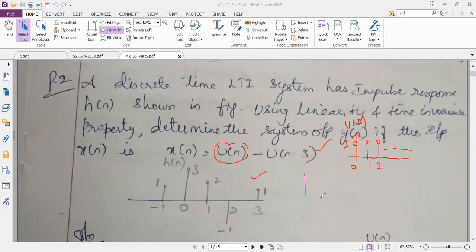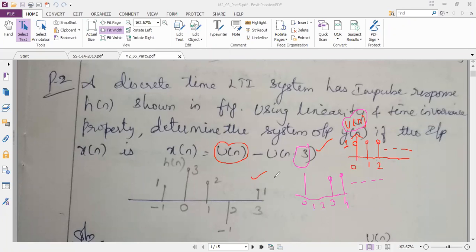u of n minus 3 means it is shifted by 3. That means I have to start my sample at plus 3, so plus 4. So this u of n which we have drawn, we are shifting it according to this shift position. It is minus 3. So in the remaining places I do not have any sample. This again keeps continuing.